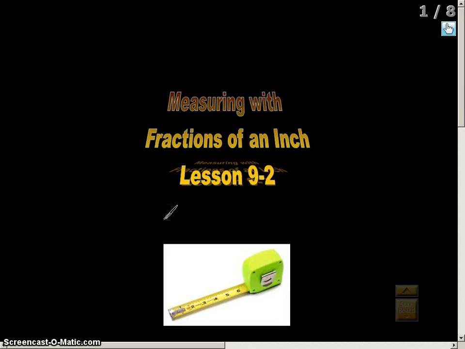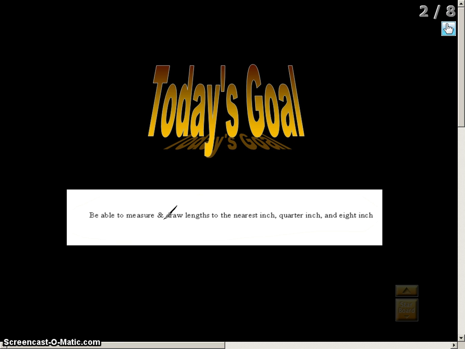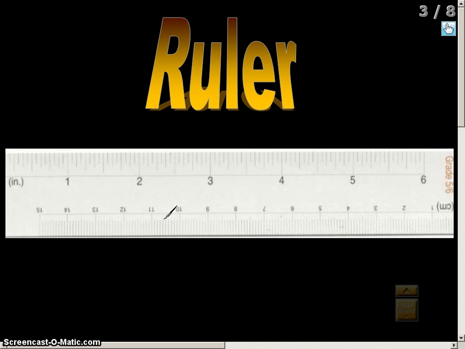This video is designed to go over some of the key concepts that deal with measuring with fractions of an inch, and this is from lesson 9-2. The goal for today, we're going to be able to measure and draw lengths to the nearest inch, quarter inch, and eighth of an inch.